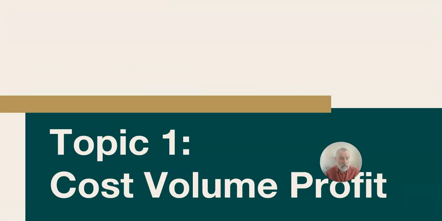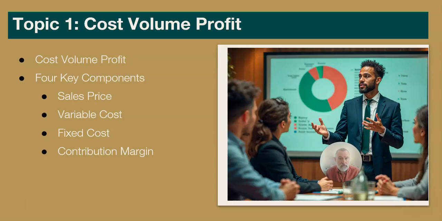Let's begin with cost, volume, profit. This is an analysis that we use to determine changes in sales volume and cost and how it affects your company's profits. At its core, CVP, cost, volume, profit, analysis helps a business determine how many units they might need to sell to break even or reach a specific profit goal. You learn about this in the readings in Chapter 5.